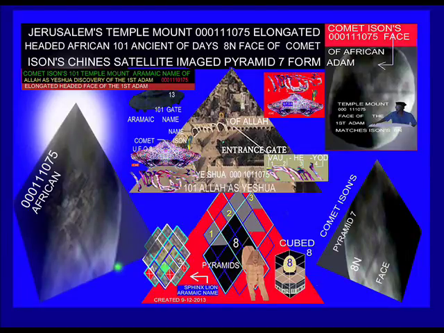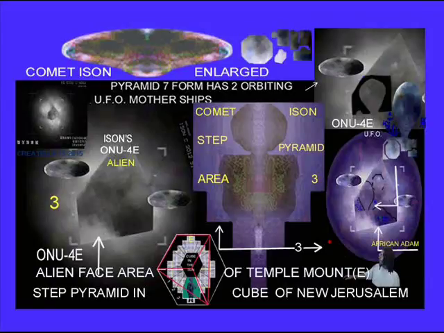When we look at this alien in Comet ISON's Pyramid 7 form up close image that's taken by the Chinese satellite imagery, we see it has eyes, and then we see the Dome of the Rock, outer wall, stone, rectangular, window frame, stele pyramid E section area.